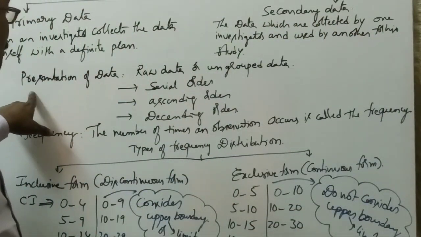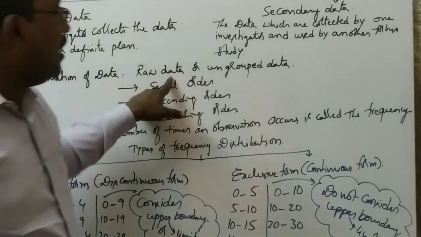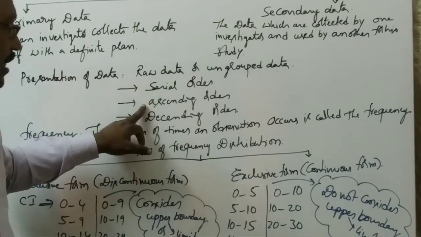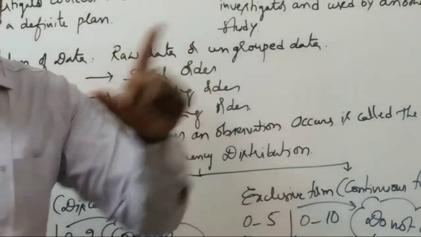After data, what will you do? Presentation of the data. That is raw data or ungrouped data. How will you present? Like serial order, ascending order, descending order. Let me give an example.